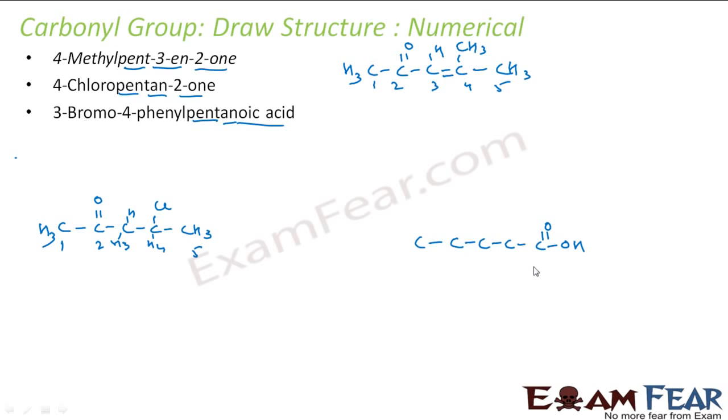3-bromo. Let me number it. 1, 2, 3, 4, 5. Numbering starts from this position. So at 3 I have a bromo group. And at 4 I have a phenyl group. This is the structure. The extra hydrogen you can add.